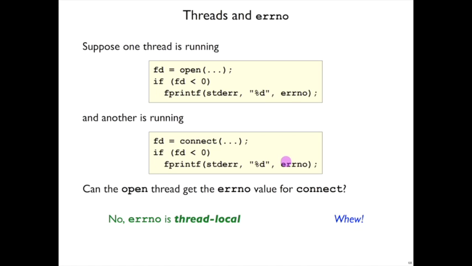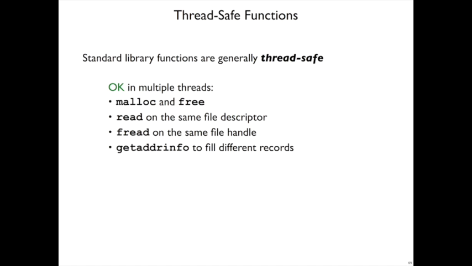These error numbers will not get mixed up, and that's because errno is implemented in a particular way that makes it thread local. So that's good news. You don't have to worry about the interaction of threads and errno. And generally speaking, the standard library helps you not worry too much about threads when you call the functions.